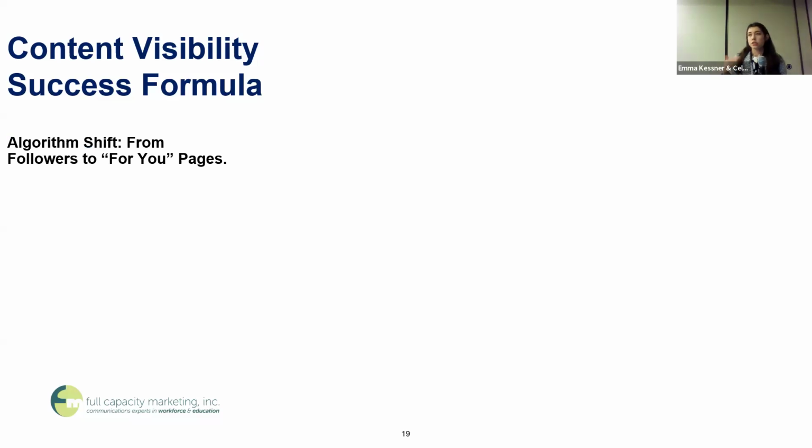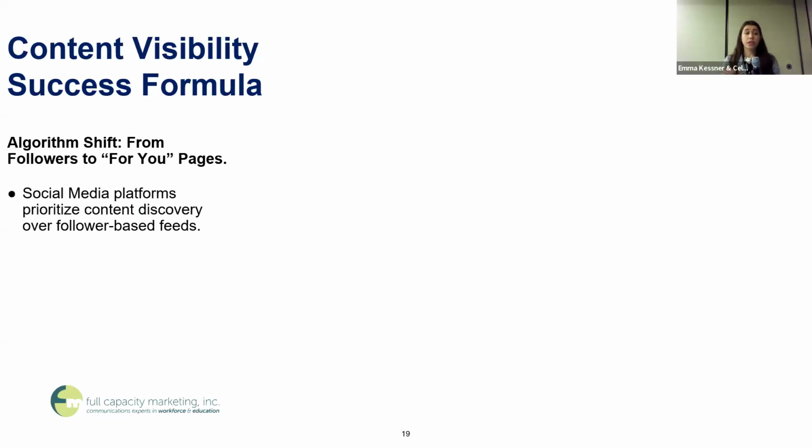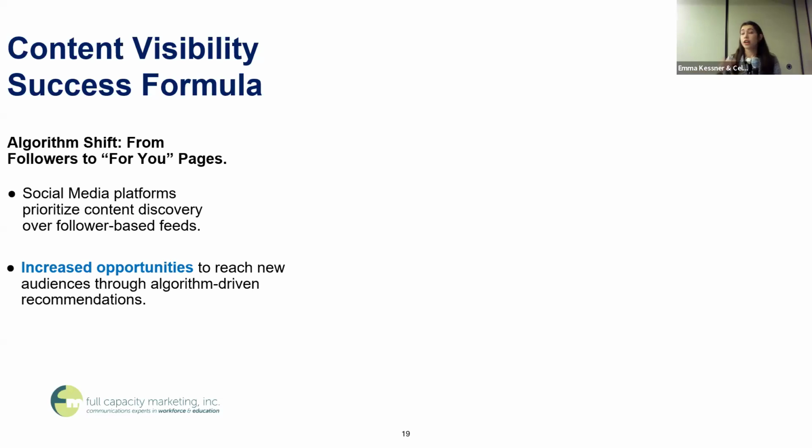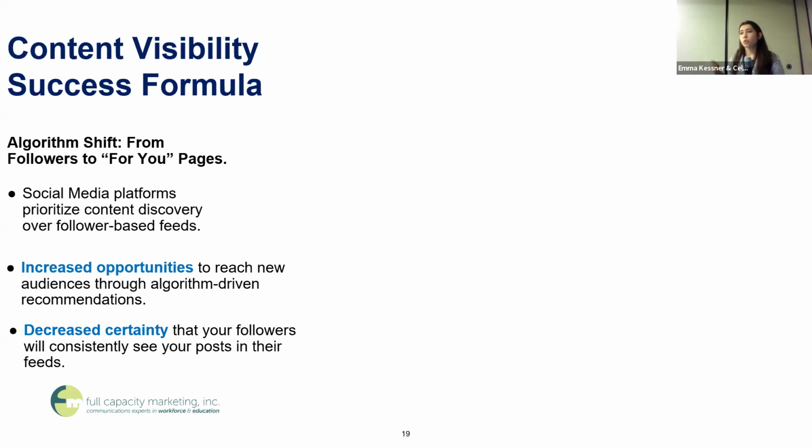And the reason for this is there's been a lot of shifts in social media algorithms, where it went from followers to an algorithm meaning what posts show up on your feeds to really For You pages. You can explore other accounts, and so social media platforms prioritize content discovery over follower-based feeds. What that means is there are increased opportunities to reach new people, new students, through these algorithm recommendations, but it's also not reliable that your followers will see your posts every single day or every single time you post, right? Again, why it's very important to be directing all of your followers to your owned accounts, because you don't know, maybe they interact with your post once, but then they never see it again.